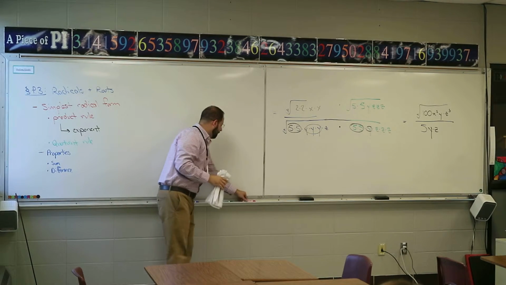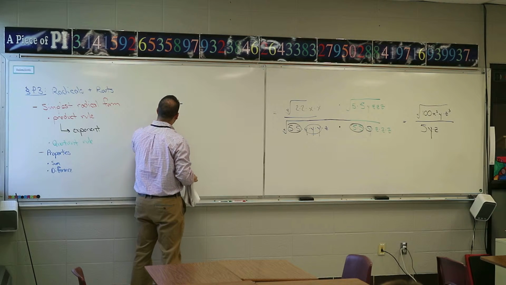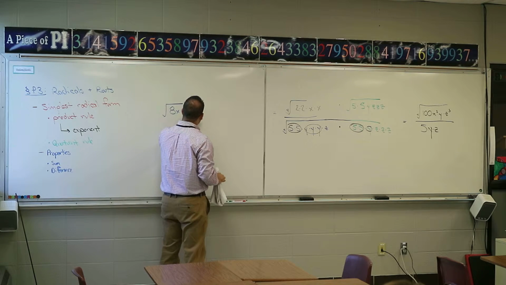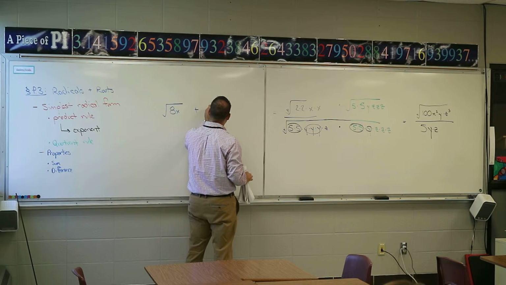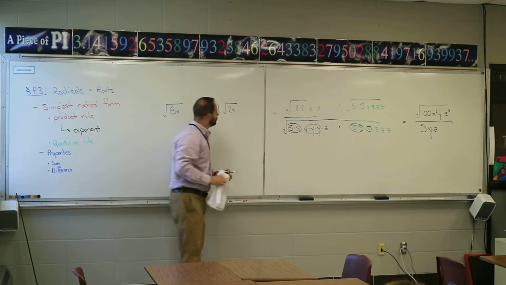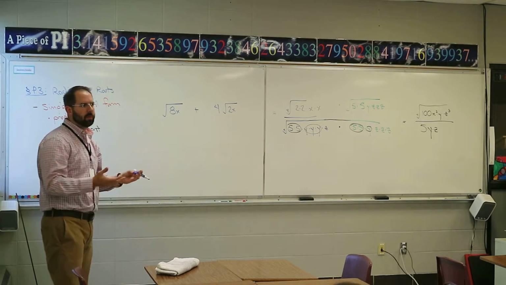This could be your last problem. This depends if you guys feel comfortable with it. You've probably already seen this stuff before. Say we have the square root of 8x plus 4 times the square root of 2x. Let's say that this is our problem that we have.